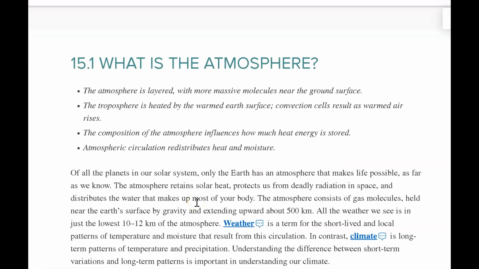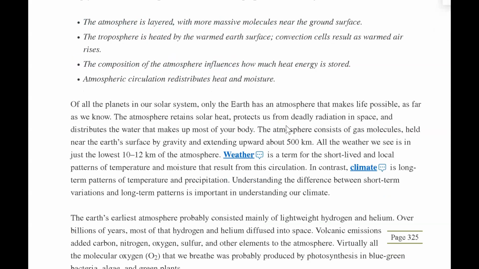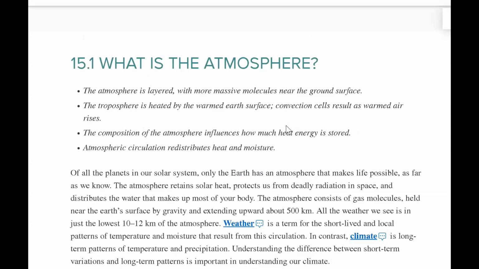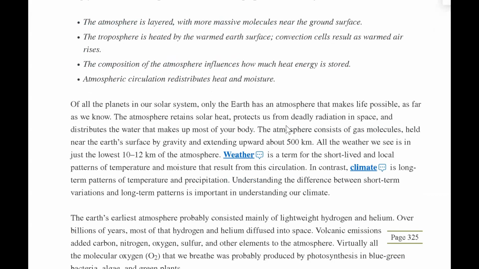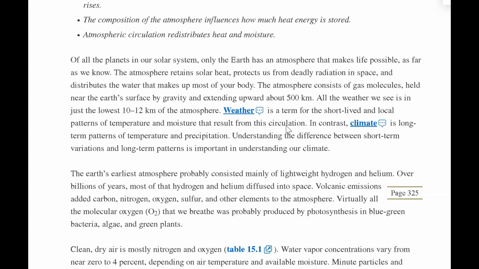All right, so now I would like to show you how to make a different type of graph. We are in chapter 15 right now, and we are talking about the atmosphere in this chapter. The atmosphere is the air shell that surrounds the planet Earth, and the atmosphere is actually a mixture of gases.